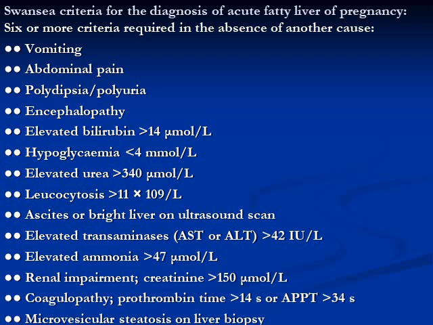These criteria include the presence of vomiting, abdominal pain, polydipsia and polyuria, encephalopathy, elevated bilirubin more than 14 micromole per liter, hypoglycemia less than 4 millimole per liter, elevated urea more than 340 micromole per liter, leukocytosis more than 11,000 per liter, ascites or bright liver on ultrasound scan, elevated transaminases, alanine transaminase and aspartate transaminase, more than 42 international units per liter, elevated ammonia more than 47 micromole per liter, renal impairment with creatinine more than 150 micromole per liter, coagulopathy, with prothrombin time elevated more than 14 seconds or activated partial thromboplastin time more than 34 seconds. And lastly, microvesicular steatosis on liver biopsy.